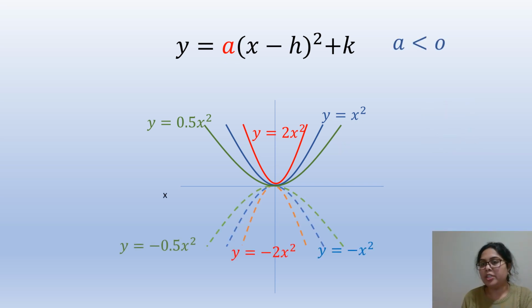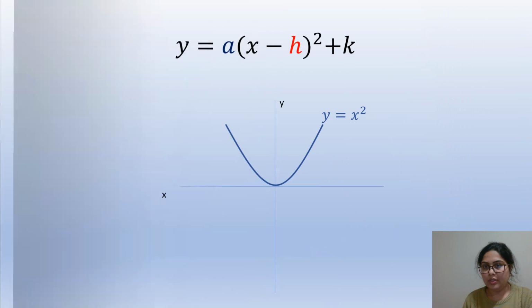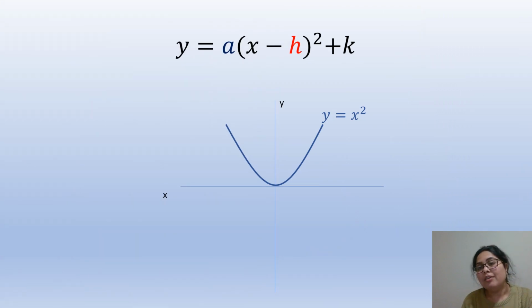A similar explanation can be established for a negative value of a. It is nothing but a reflection of the curve. Now let's examine the effect of the value of h on the position of the curve.